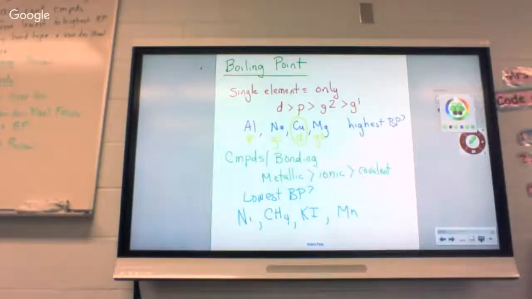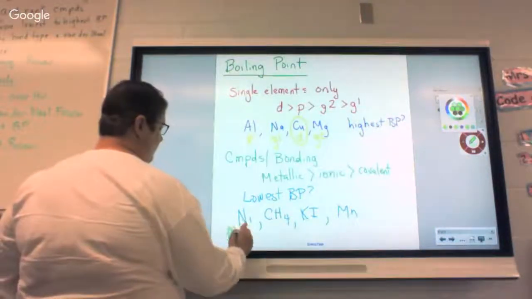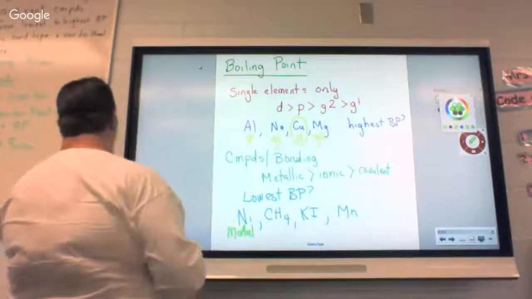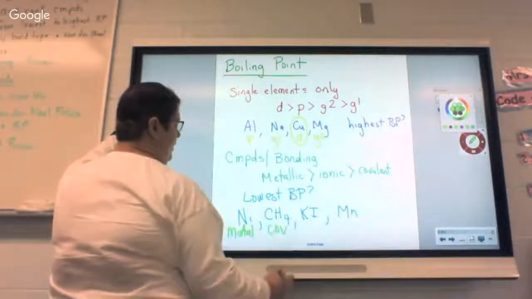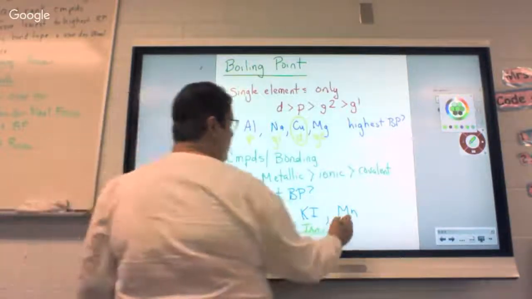All right. How do we decide who has the lowest boiling point? The one that's covalent. So now you need to decide which one is covalent. So how do we decide who is covalent out of that grouping? A non-metal and non-metal. Okay? So what do we know about Ni? What kind of bond is it? It's metallic. All right, CH4 is covalent. And Mn is metallic.